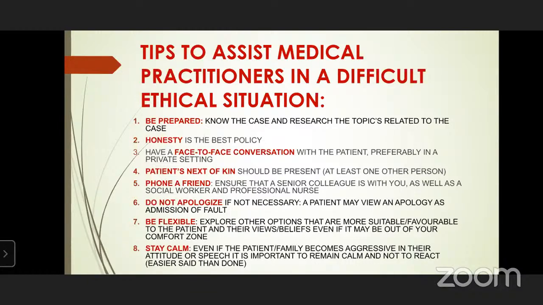And then number 6, it's quite an important point. Do not apologize, especially if it's not necessary for you to apologize, because a patient may view your apology as admission of fault.